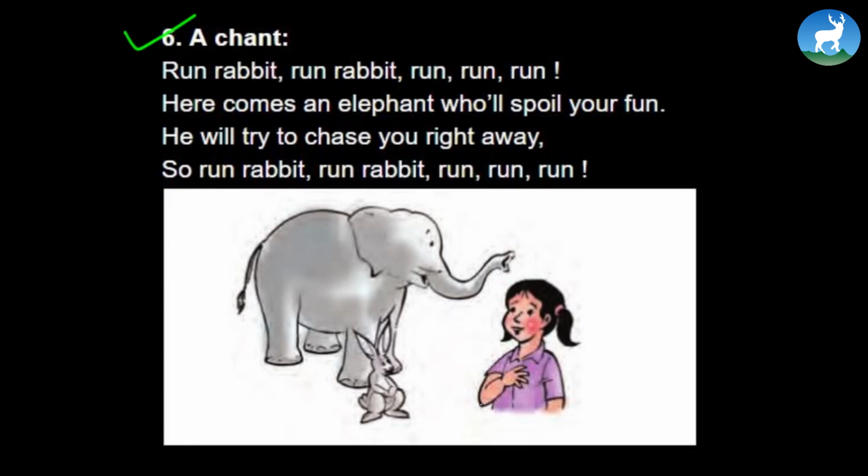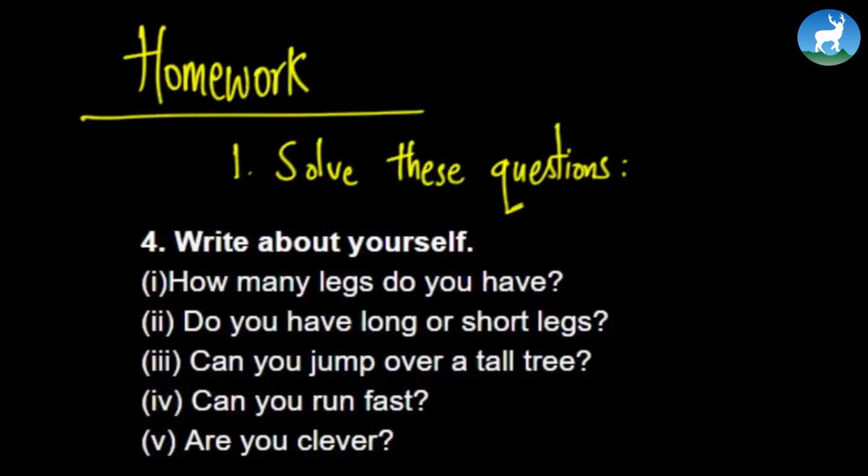Right, that's a chant. It's time for me to give you some homework. Alright, the homework for you is pretty simple. All you've got to do is solve these questions. I mean, there are 5 questions and you've got to write about yourself. So think about the number of legs you have all the way to the last question that demands about your intellectual capacity. I mean, these are the questions and you can solve them pretty easily, I guess. Just write about yourself.